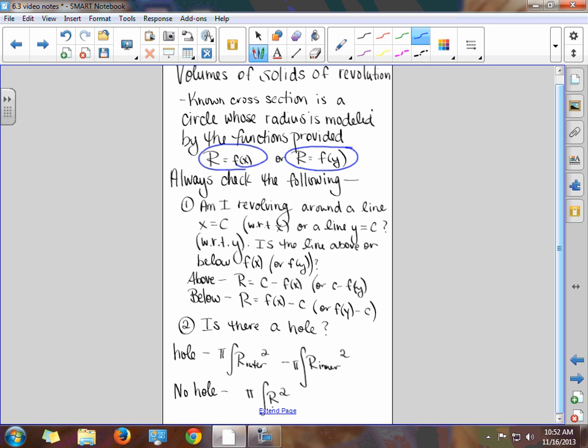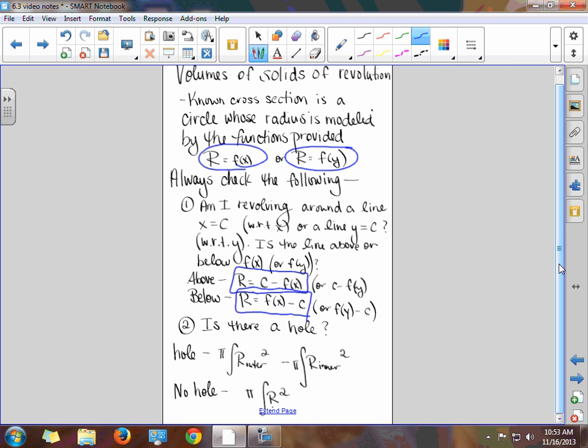So here are the questions that you want to check. You want to check first whether you're revolving around some line where c is not 0, or are you just revolving around the x or y axis? Because you have a different formula. And I don't think it's important to remember these formulas. What's actually happening here is that you're looking at the area between two curves: one curve being the line that you're rotating around, c, and the other being your function.